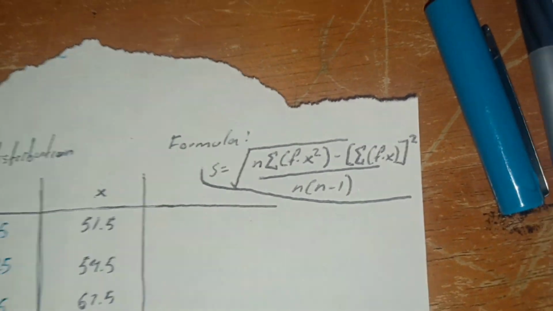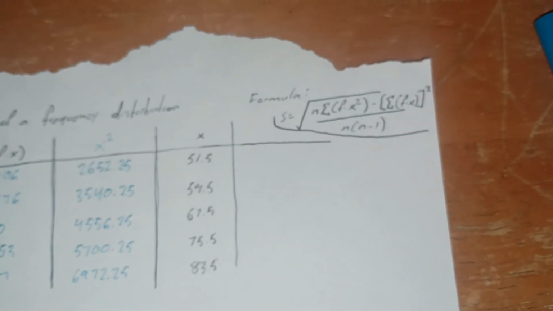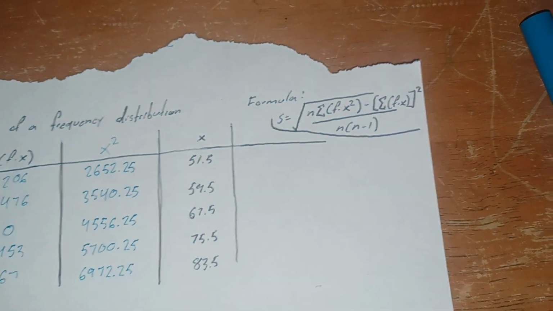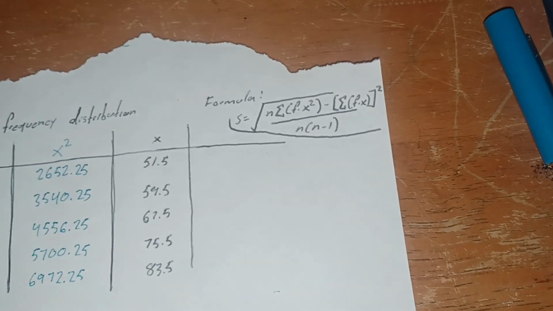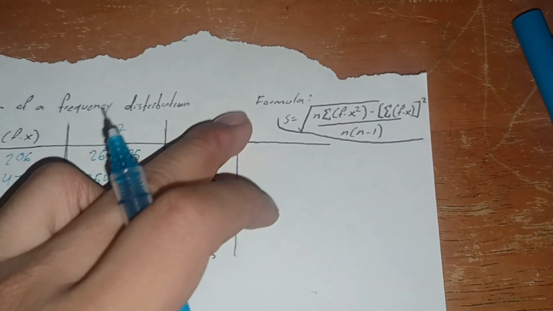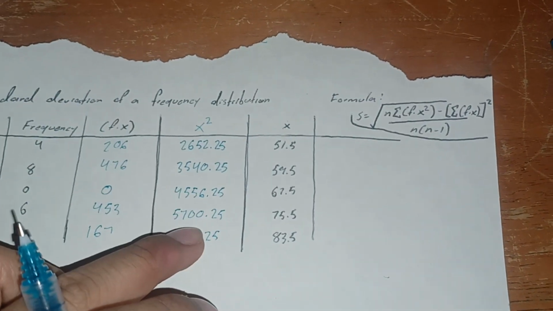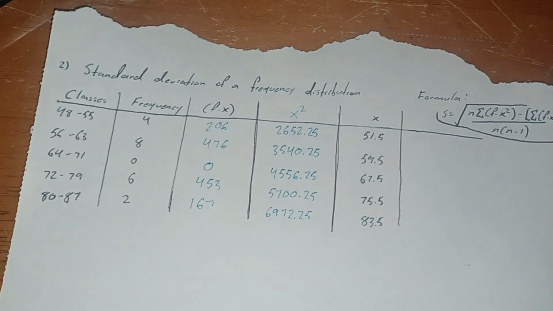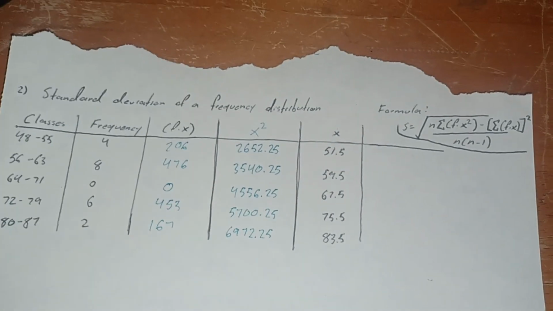So we already have f times x. We already have our n, which is 20, the sample size, the amount of students that we have in this data set, and we just need the sum of f times x squared. We already have x squared, and we already have f.